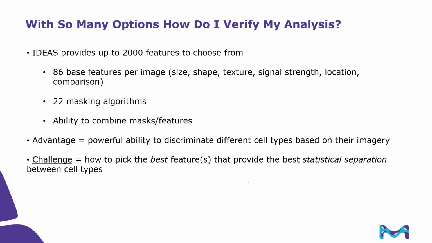So with so many options, how do you verify that the approach that you've taken is the most appropriate? You can look at up to 2,000 features in IDEAS. You can create new masks and identify different types of size, shape, and signal strength features. You can combine features. So there's a powerful ability to discriminate different cell types based on their morphology, but determining the best feature can be very difficult.